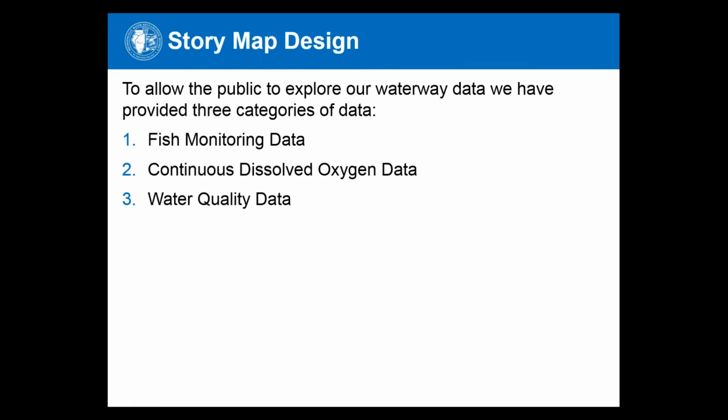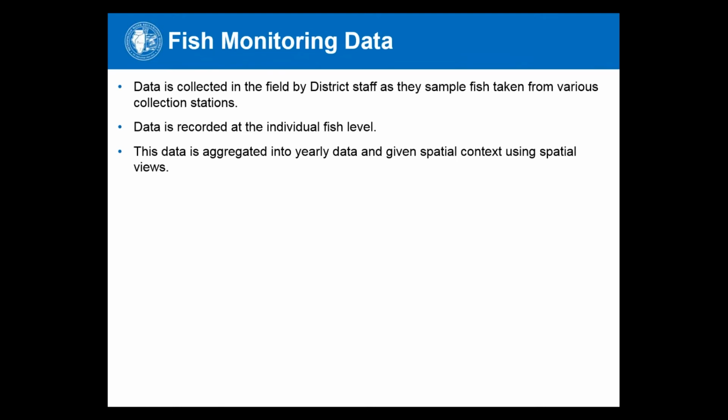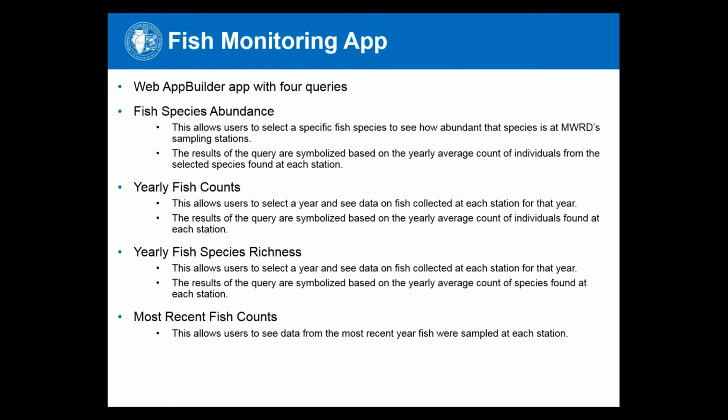I'll let you know we decided to divide our data into 3 distinct categories. The first category, fish monitoring data, consists of aggregated samples of individual fish gathered at various stations in the Chicago metro area. We chose to use a hosted Web AppBuilder app to provide the 4 queries used to expose the public to fish monitoring data. With this app, the public can see how often a fish is found, how many fish are found per year, how many species are found per year, and the locations where we've most recently monitored fish.